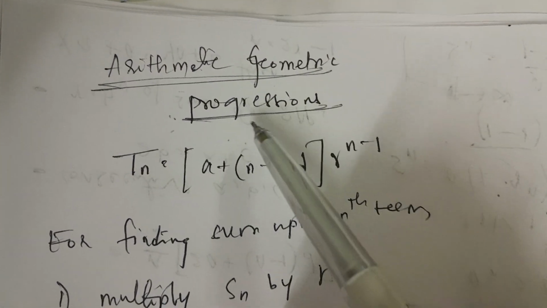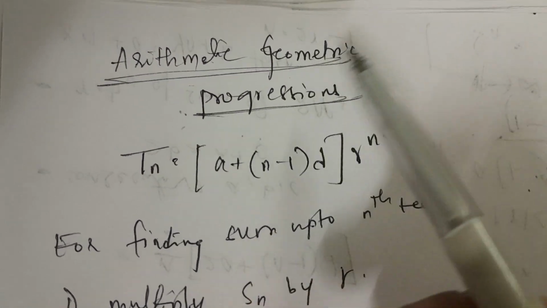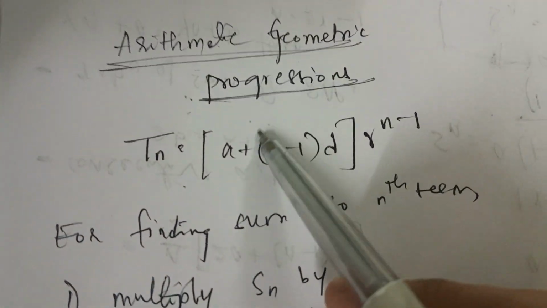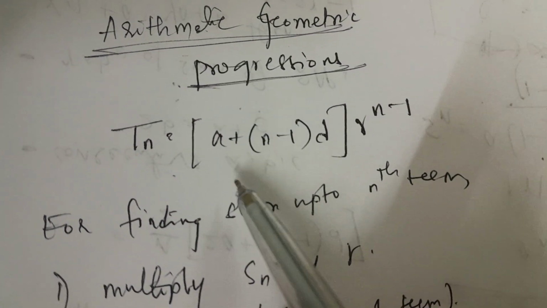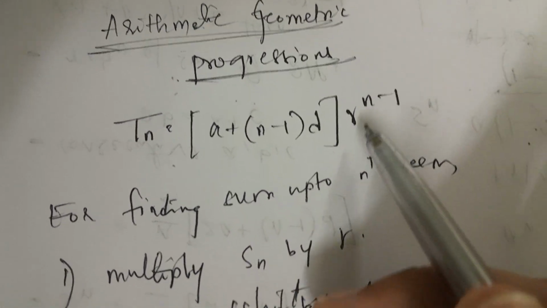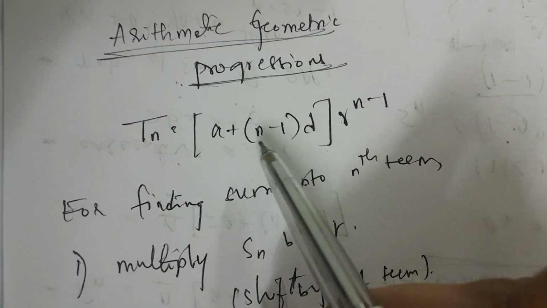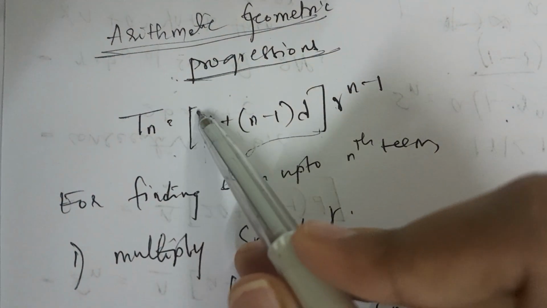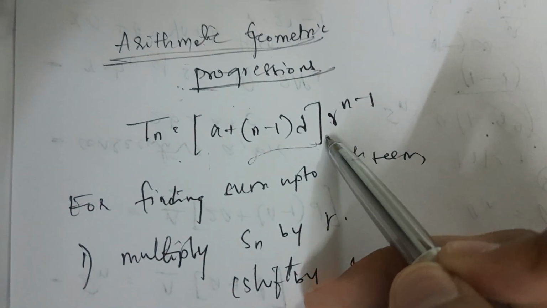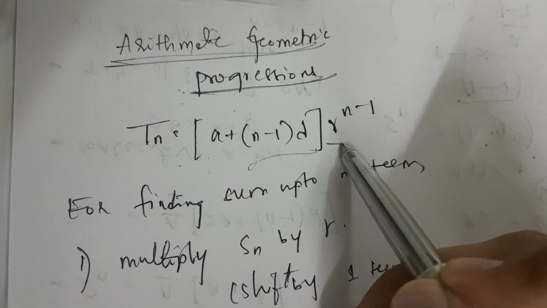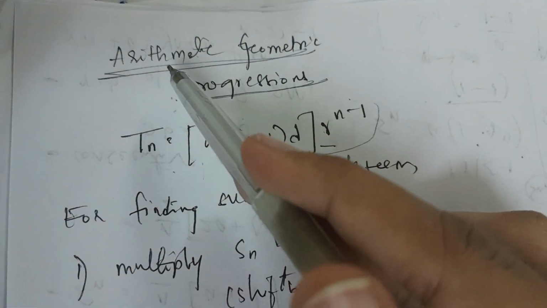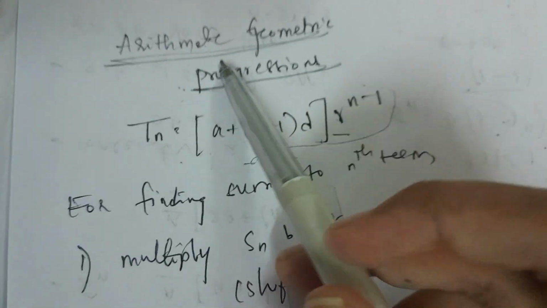So the next topic is arithmetic geometric progressions. The nth term in an arithmetic geometric progression is given as (a plus (n minus 1) times d) into r to the n minus 1. So this is the arithmetic progression inside the braces, and you have a common ratio outside that term. So it's like an arithmetic progression and also a geometric one. So obviously it's an arithmetic geometric progression.